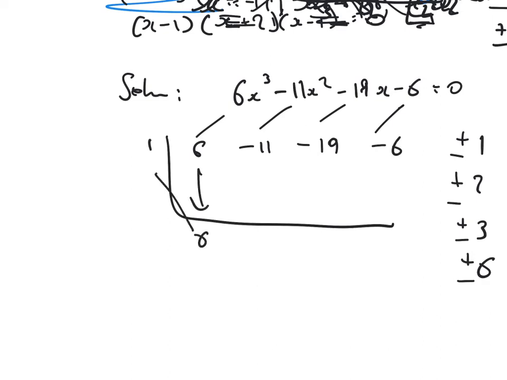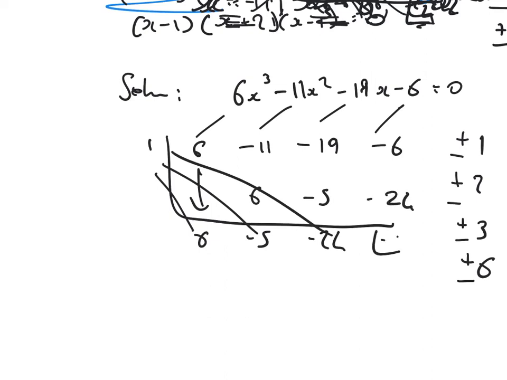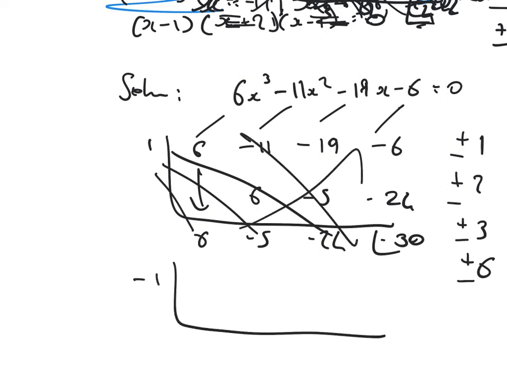Drop the 6 down. 6 times 1 is 6. 6 minus 11 is minus 5. Minus 5 times 1 is minus 5. Minus 5 minus 19 is minus 24. Minus 24 times 1 is minus 24. Minus 24 minus 6 is minus 30. Didn't work, so let's try minus 1.